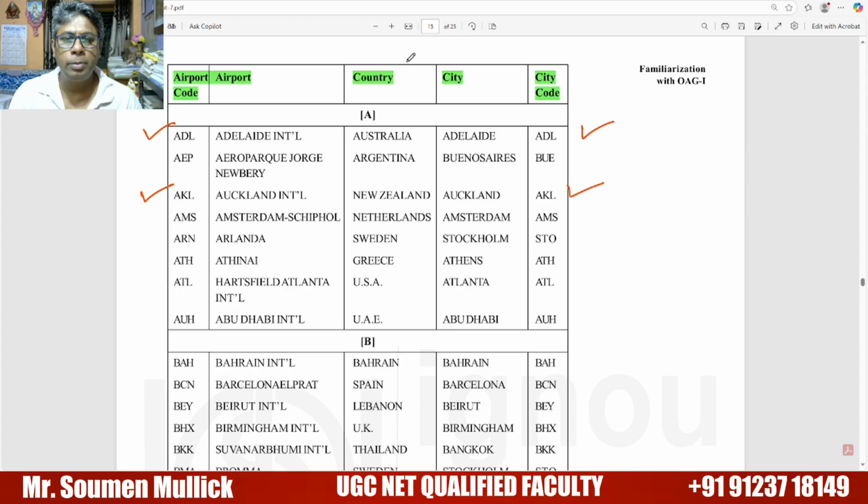In parallel, you have to try to remember the country and its port. Sweden, the famous city is Stockholm, and the airport is Arlanda, ARN. Greece, Athens, ATH, and the Greece airport is also named Athens. USA, Atlanta, ATL, which is also the airport code. UAE, Abu Dhabi is the city, and the important airport code is AUH, Abu Dhabi International.